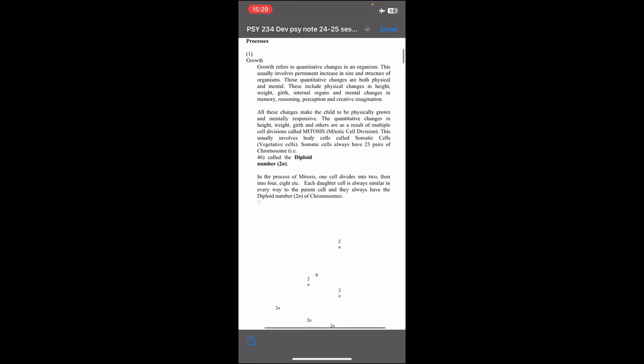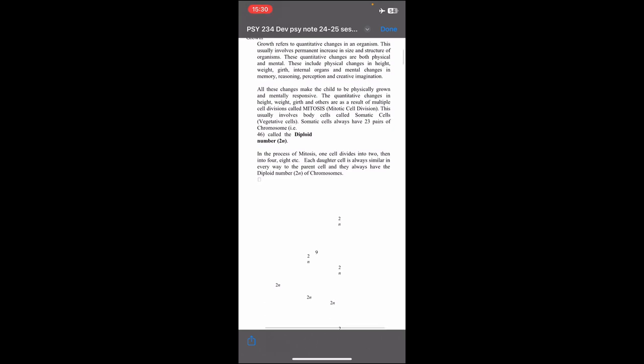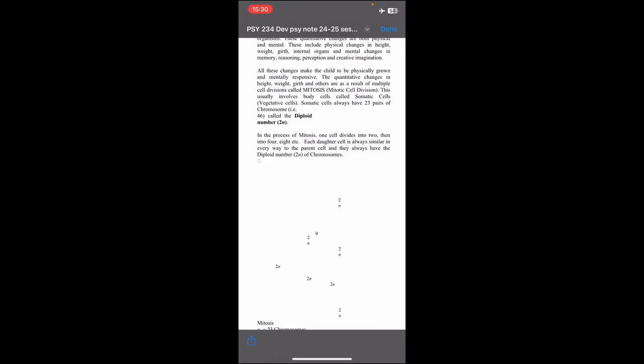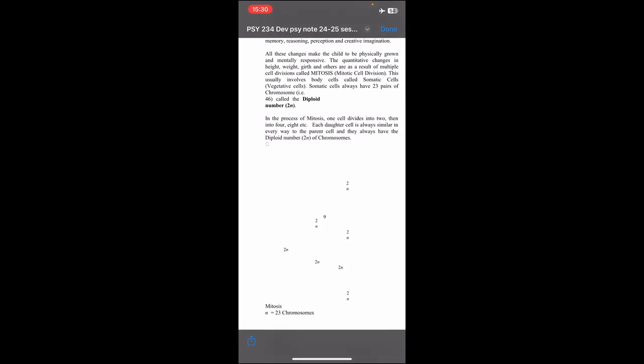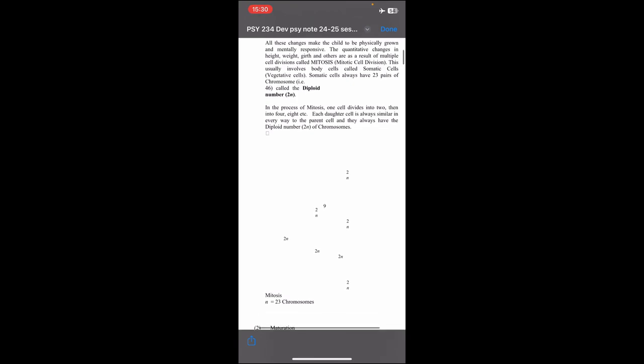The quantitative changes in height, weight, girth, and others are a result of multiple cell division called mitosis. Now, I'm sure you know what mitosis is. This usually involves the body cells called somatic cells. And somatic cells always have 23 pairs of chromosomes. So 23 pairs, meaning that everyone has 46 chromosomes. Now, it's easy basic biology. The father gives the sperm, and the mom gives the egg. That's 23 chromosomes each. It makes 46 chromosomes. But that's for another topic.